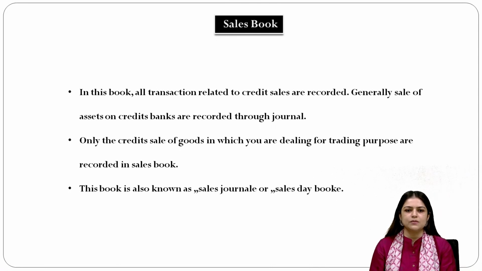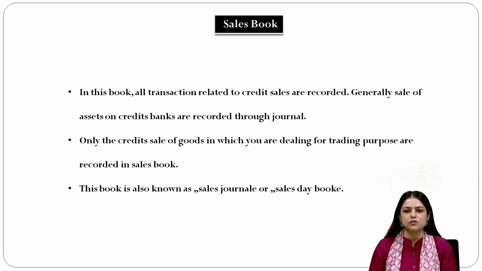Third one is the sales book. In this book, all transactions related to credit sales are recorded. Generally, sales of assets on credit are recorded through the journal. Only the credit sales of goods in which you are dealing for trading purposes are recorded in the sales book.